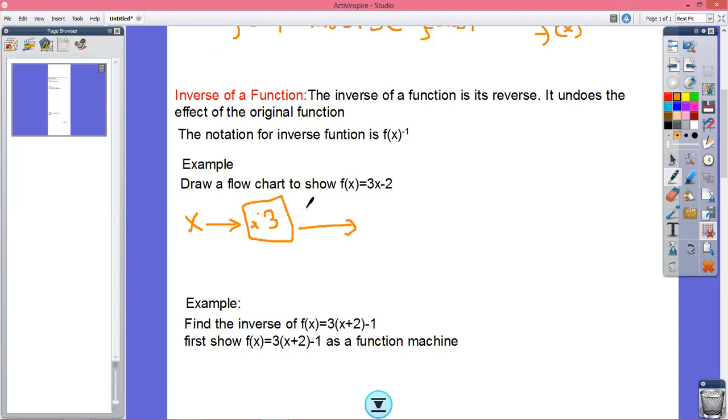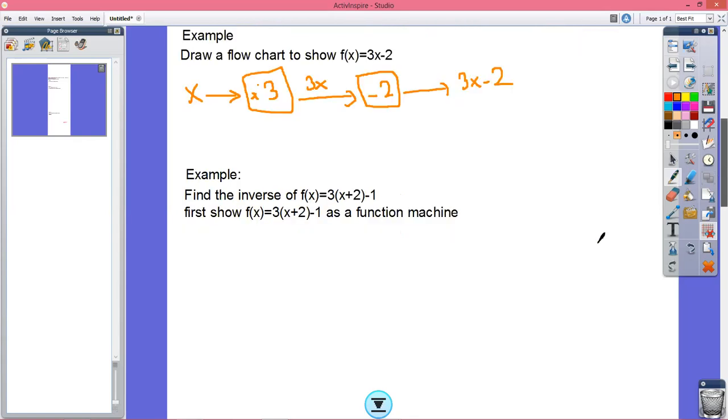X multiplied by 3 will be 3x. After that, what did we do? We subtract 2 from this result. It will be equal to 3x minus 2.